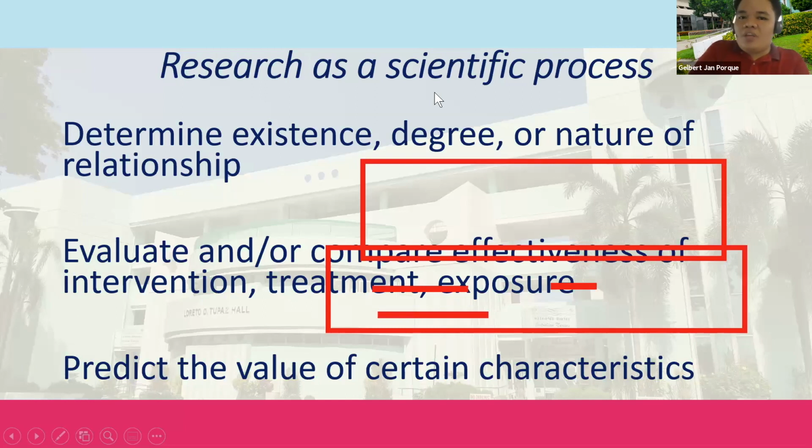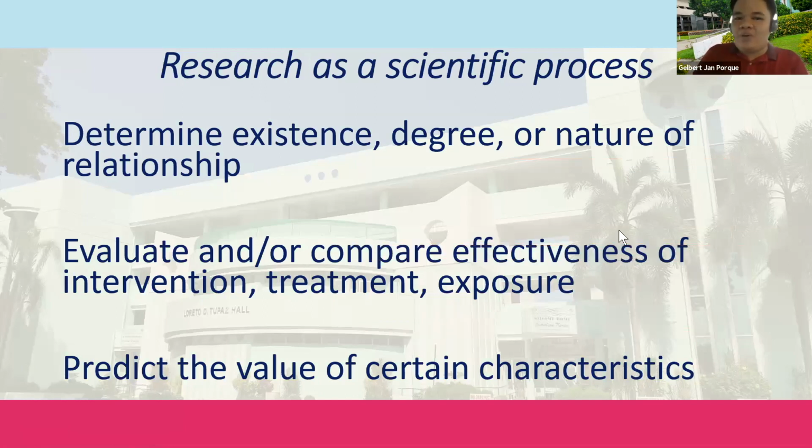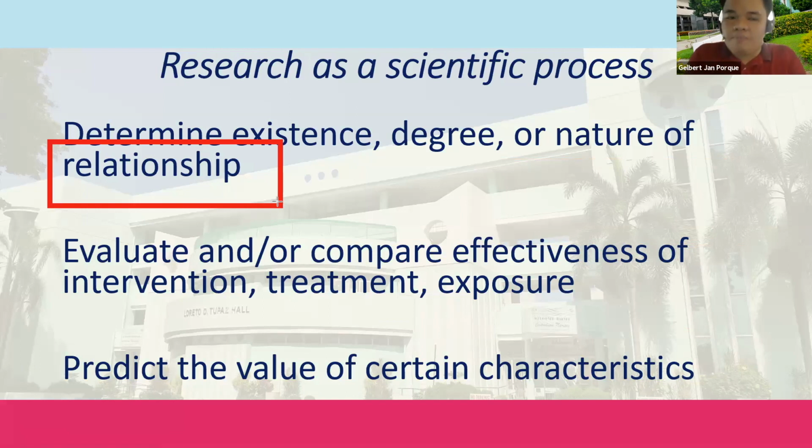Now, also, research may determine the existence, degree, or nature of a relationship. The most simple example for this one is, I would want to know what is the relationship between the number of hours of your study and your grades in MS. That's the elementary example for that. I would also want to know the relationship between the number of hours of dating and the number of years that you would have in your relationship, for example, with your boyfriend. Those are the examples.